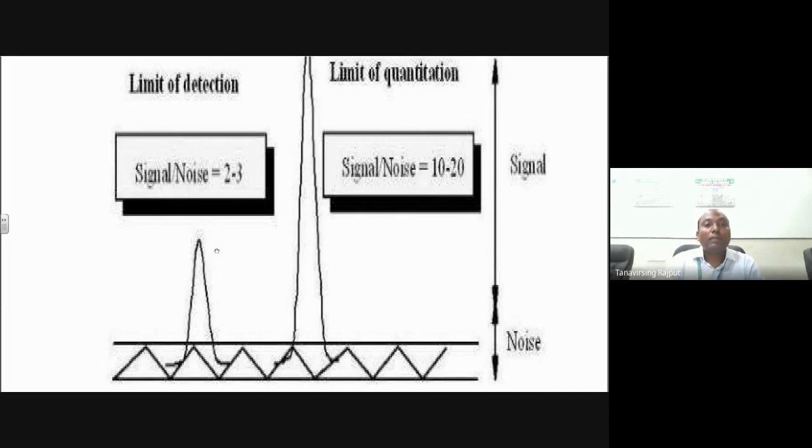For example, after injecting the 3 ppm solution, we get a peak, and that peak's height is the signal peak of the 3 ppm metformin solution. The height of that peak is 3 centimeters. This means if you calculate the signal to noise ratio, it is 3:1. Then which one is our limit of detection? That 3 ppm solution is our limit of detection.